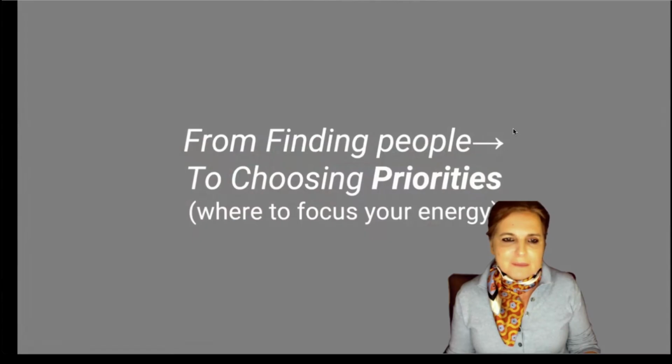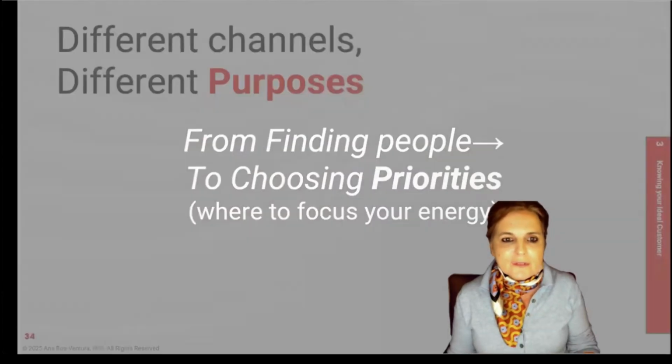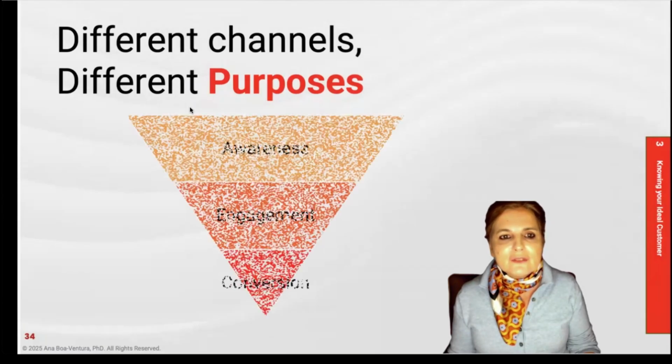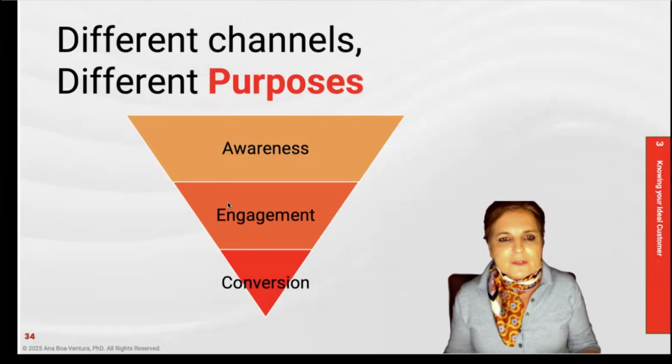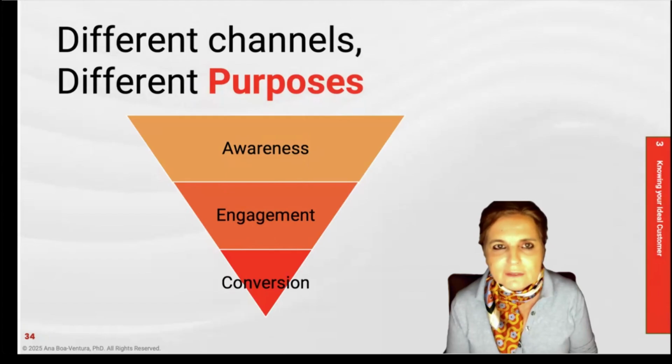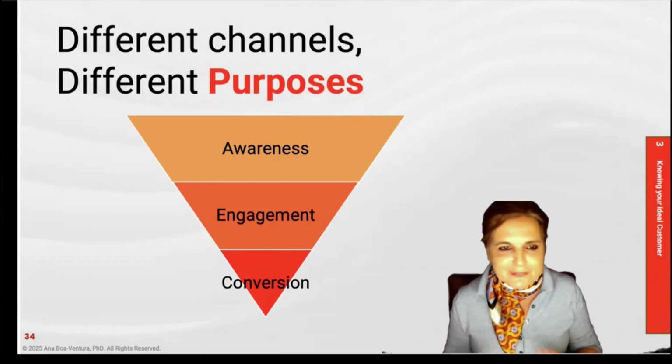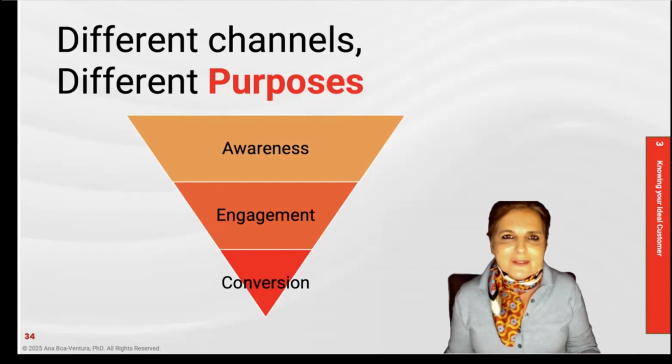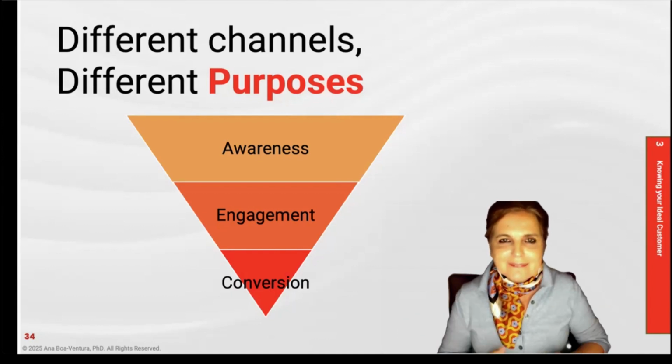So from finding people, let's now switch to choosing priorities. Okay, so you know where they are, but now let's focus our energy on what really matters. Different channels have different purposes, and I bet most of you are familiar with the marketing funnel. It's an inverted triangle, where the vortex is at the bottom. There are several variations of this. We'll be talking about funnels in the next session 4.